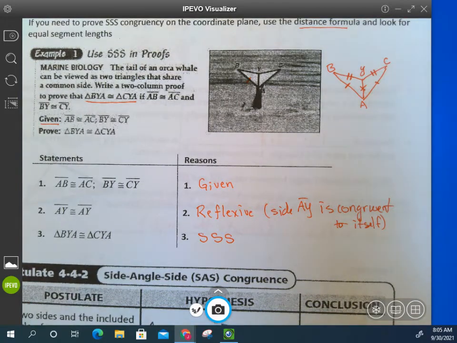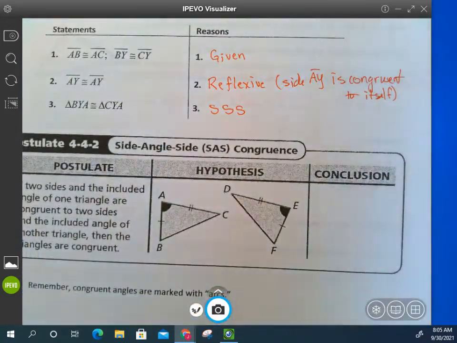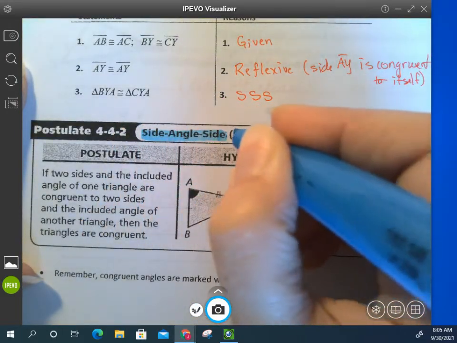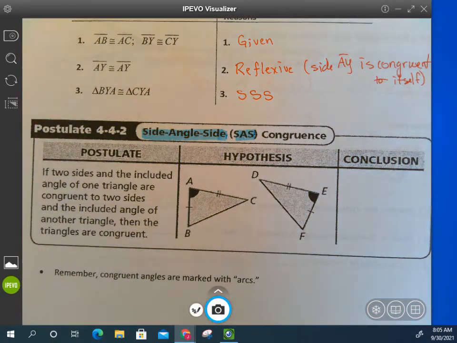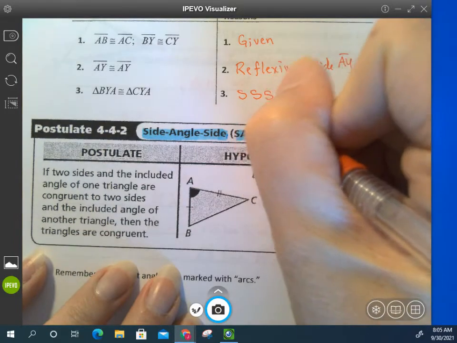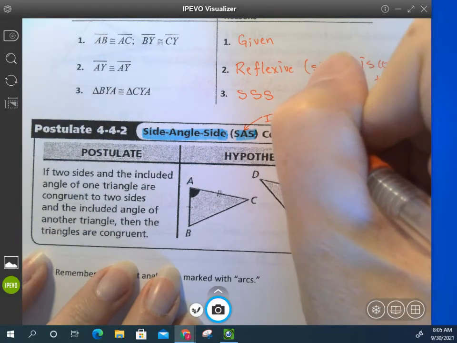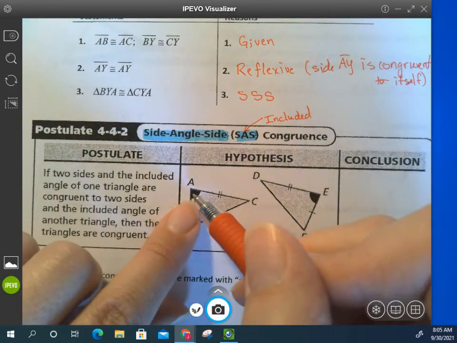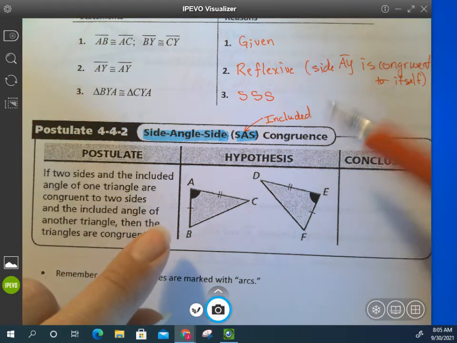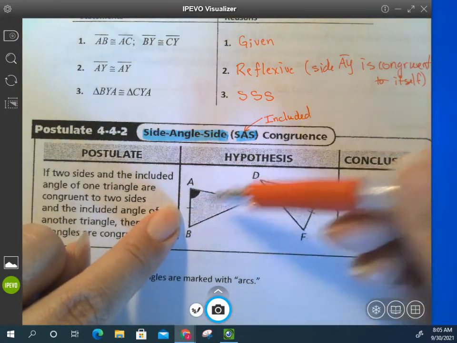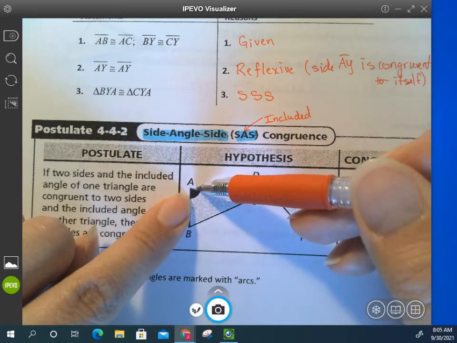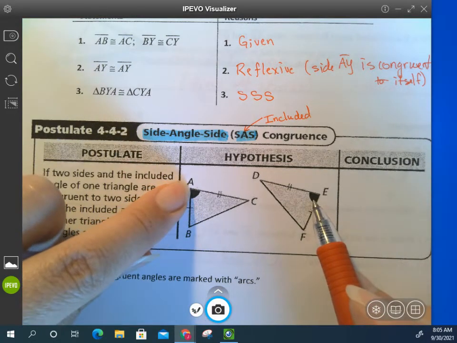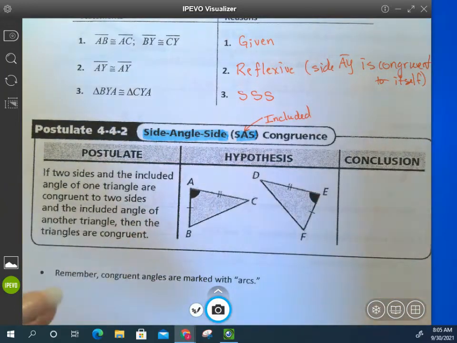All right, now we have another theorem. The next theorem is side angle side, or SAS. Having this is really big. See that angle here? Put the word included there. It's not just 2 sides and an angle. It has to be 2 sides with the angle in between them. So here are sides AB and AC. See how they come to that included angle? These have an included angle. So we have a congruent side, the included angle, and then the very next side. That makes it side angle side.